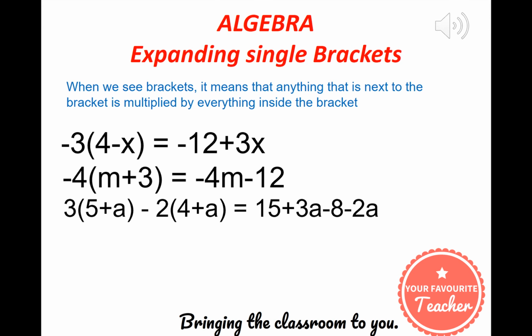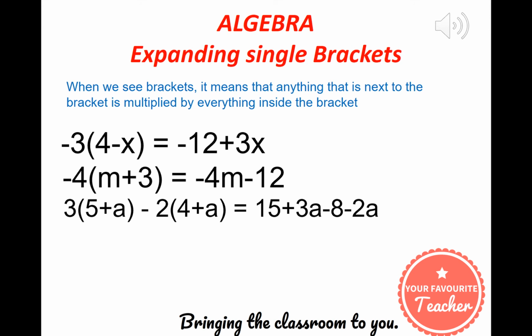And in this example, we have 2 sets of brackets to expand. So in the first bracket, it'll be 3 times 5 is 15. 3 times a is 3a. And then we go to the next bracket, and the negative is associated with the 2. So it'll be negative 2 times 4, which is negative 8. And negative 2 times a, which is negative 2a.